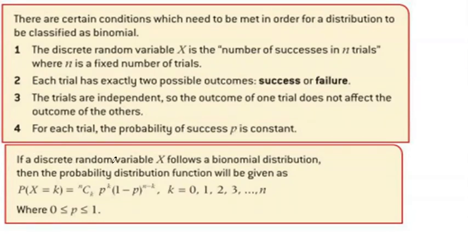So if a discrete random variable x follows a binomial distribution, then the probability distribution function will be given as, so I have the formula, P of x equals k is equal to C(n,k) p^k times (1 minus p)^(n minus k), with k from 0 to n. N is the number of trials, guys. And p should be between 0 and 1.